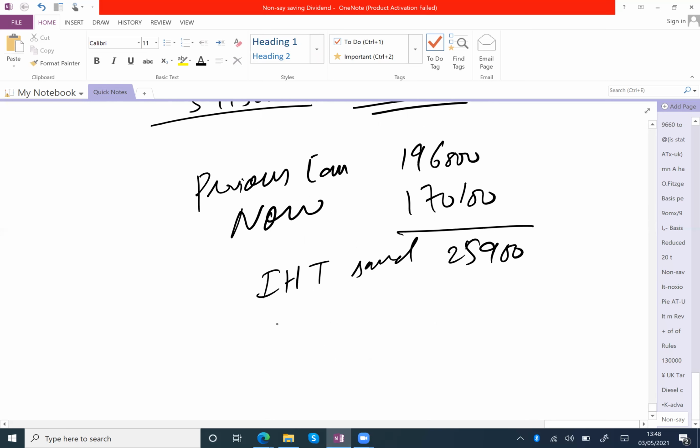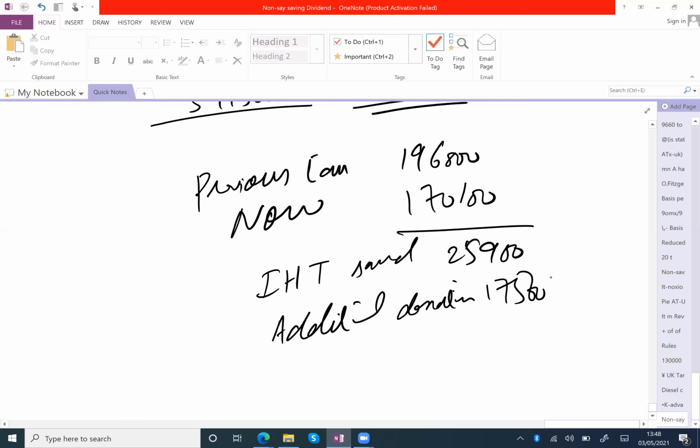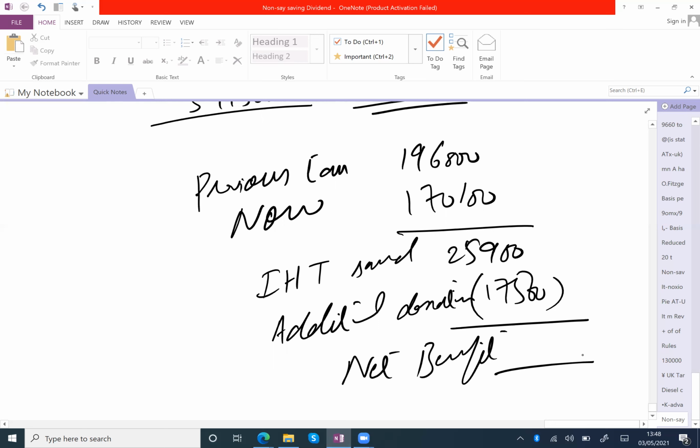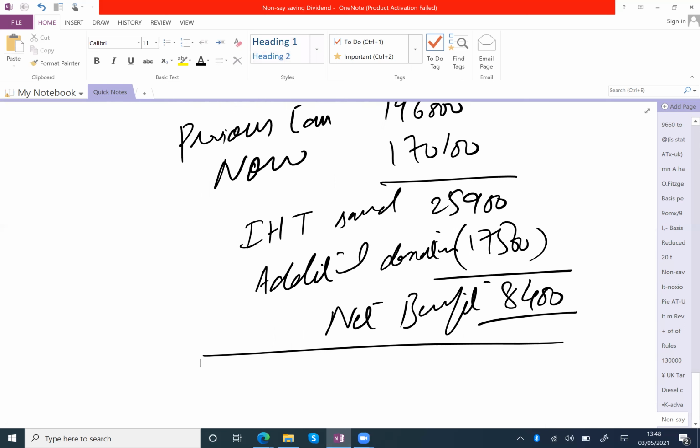But you know the additional donation, obviously you are donating from your pocket, so this is your expense, 17,500 to charity. So deduct it, and how much net benefit will you get? The difference, 8,400. So that's the concept of reduced rate of IHT.